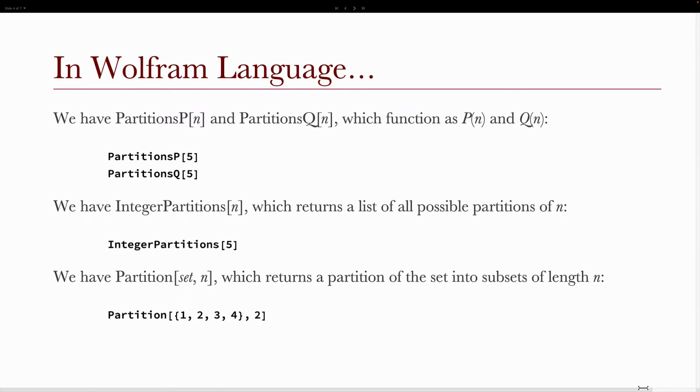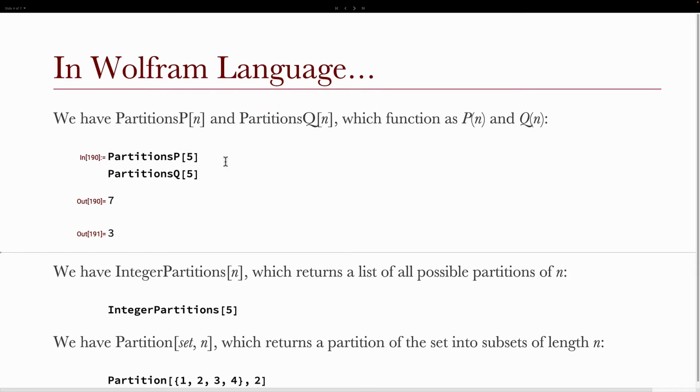Now, taking more of these functions in the Wolfram language specifically, we have PartitionsP of n and PartitionsQ of n, which function as the p of n and q of n for integers. Plugging in PartitionsP of 5 and PartitionsQ of 5, we get 7 and 3.